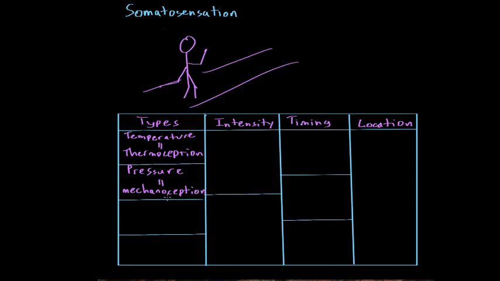So what else does he need to know? He also needs to get information about pain. So if the bird did come down and peck his arm, it would be a little painful. So he needs to get information about pain. And pain is known as nociception.